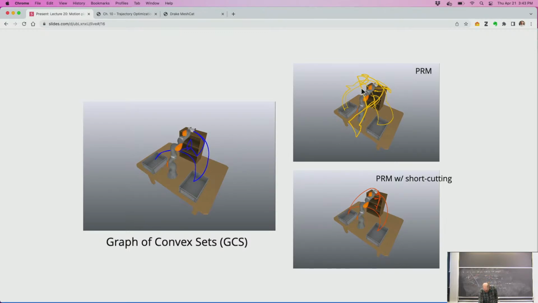The PRM does not give globally optimal trajectories. It goes all over the place. People do a lot of post-processing with the PRMs to try to clean up this trajectory. Shortcutting is a standard approach to clean up the messy trajectories you get out of PRM afterwards. And that does a lot better, but in high dimensions, the graph of convex sets can give considerably better solutions and even be solved in less time.